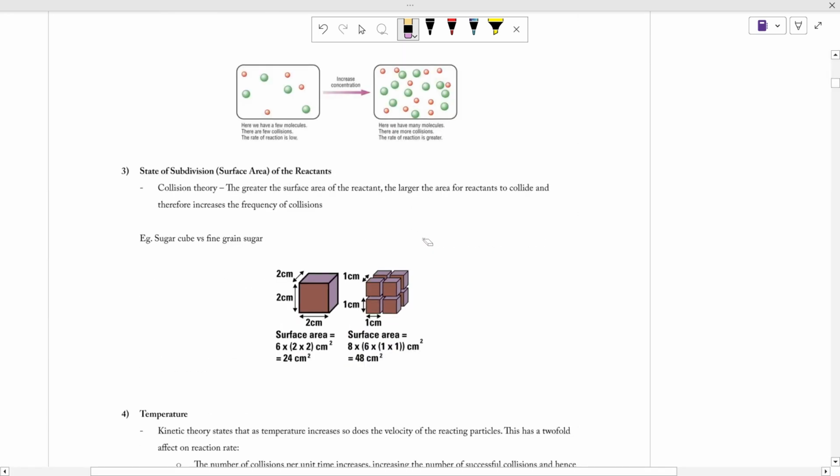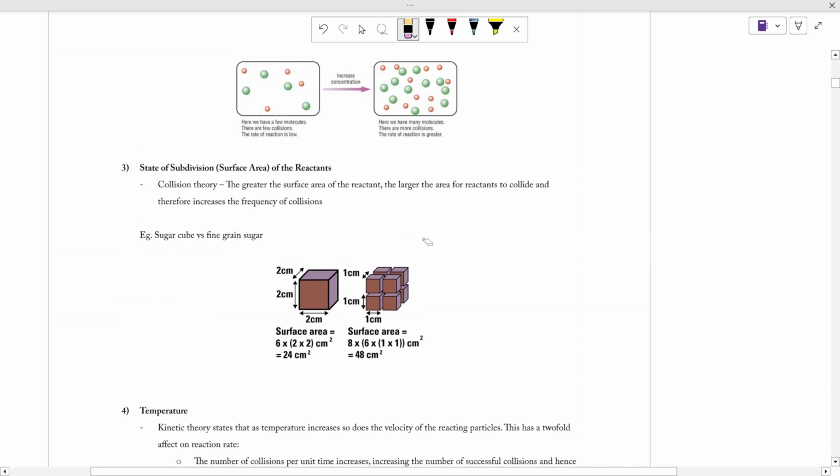The third one is called the state of subdivision. It's just a fancy way of saying surface area of reactants. Going back to collision theory again, the greater the surface area of the reactant, the larger the area for reactants to collide, and therefore this increases the frequency of collisions, right?